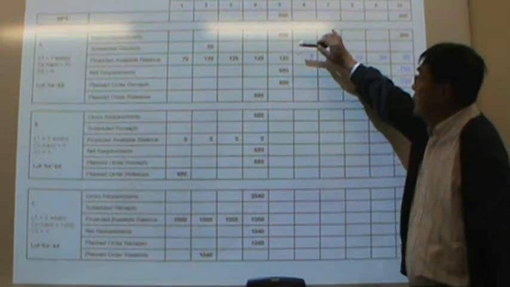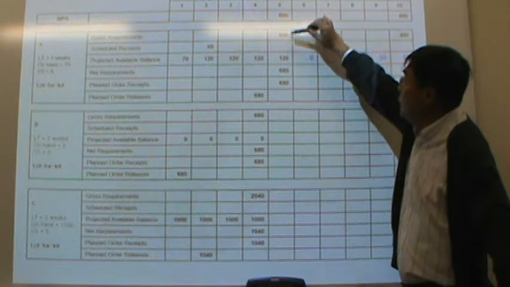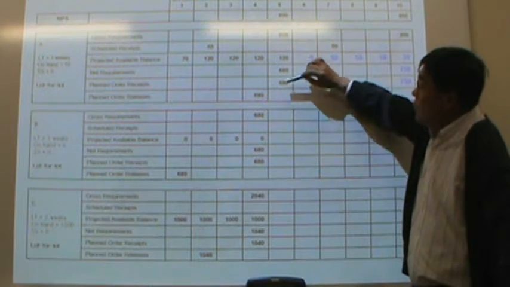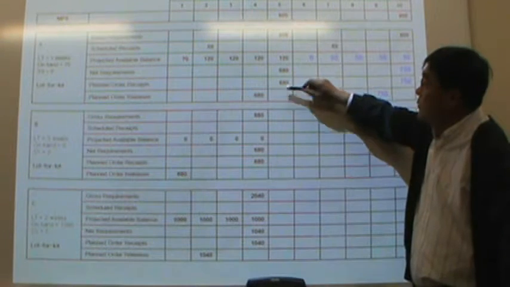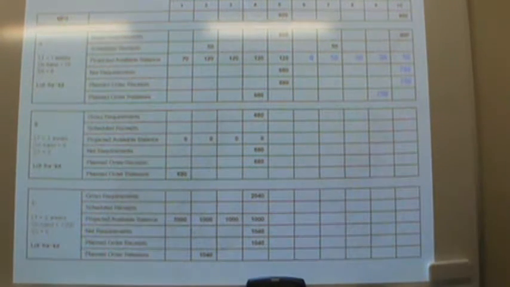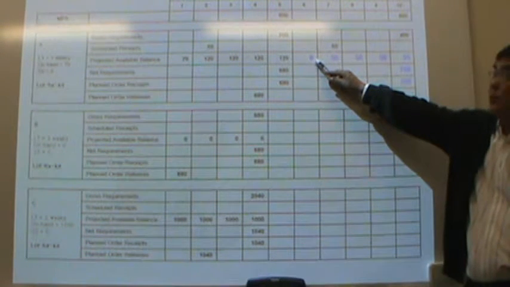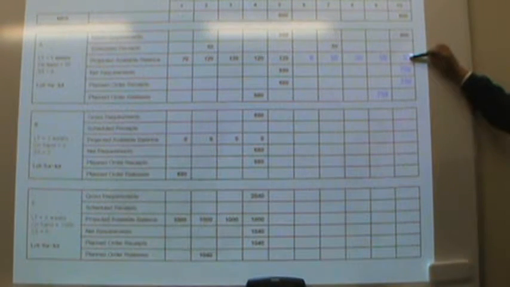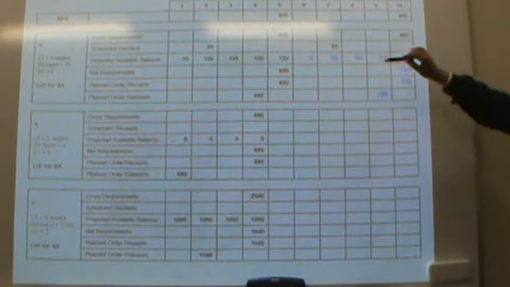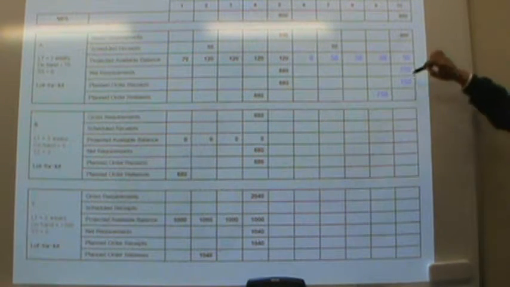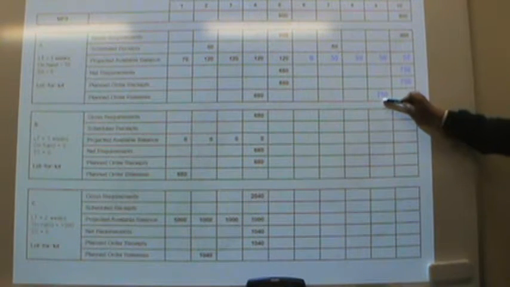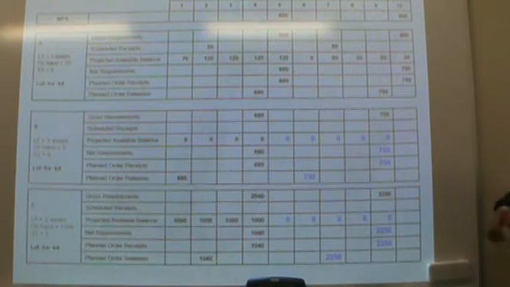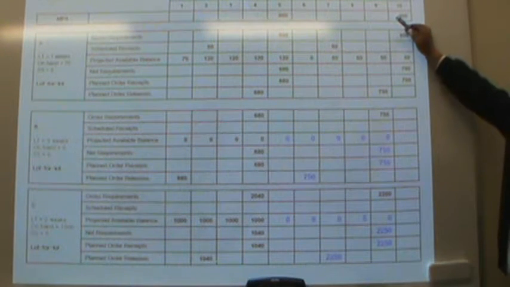After use, in week 5 we need 800. Available is 120, and we order 680 net requirement, receive it, and then consume all of it. Then there is no on hand, 0 available. We receive 50, so 50 is available. We need 800, but only 50 is available, so 750 is the net requirement. We should receive it in the same week, order 1 week earlier. The same 750 we need in week 9.